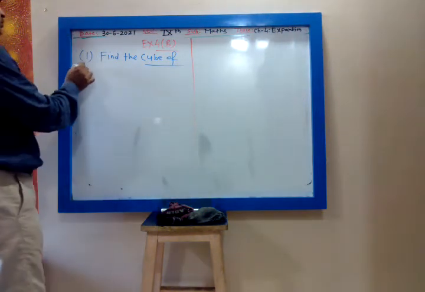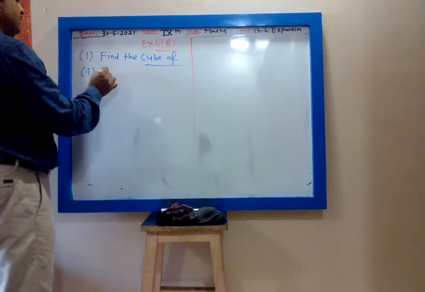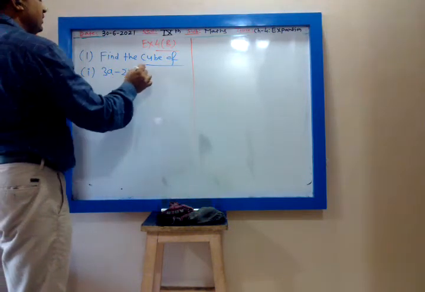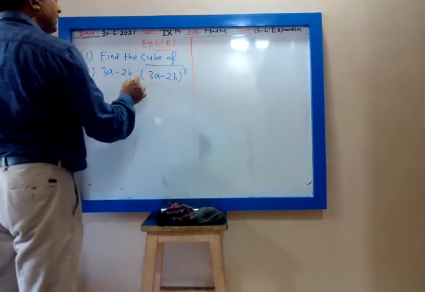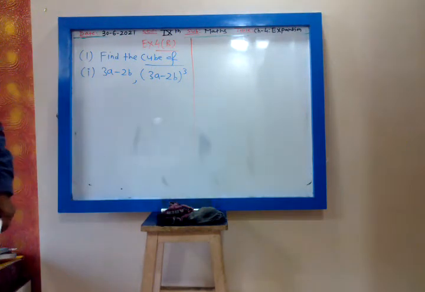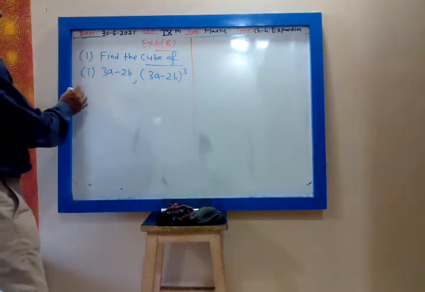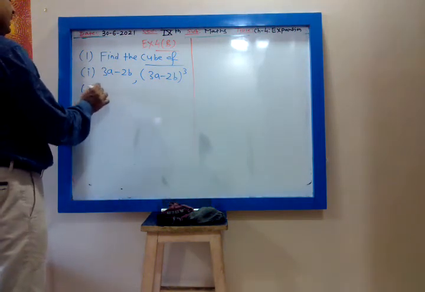First, 3a minus 2b. So 3a minus 2b whole cube, a minus b whole cube formula, correct? So this will be homework. Then 5a plus 3b.